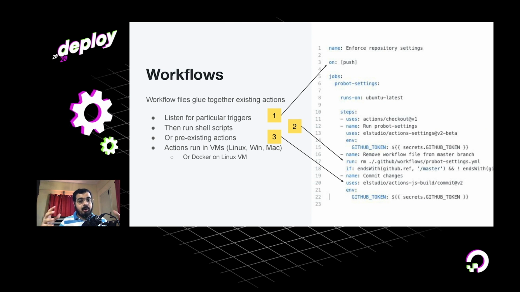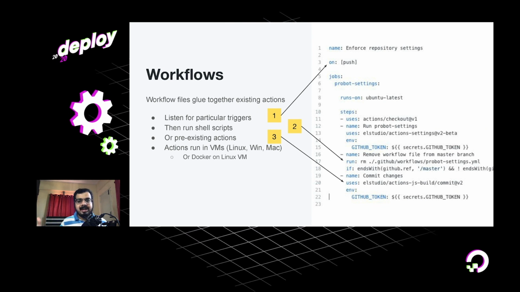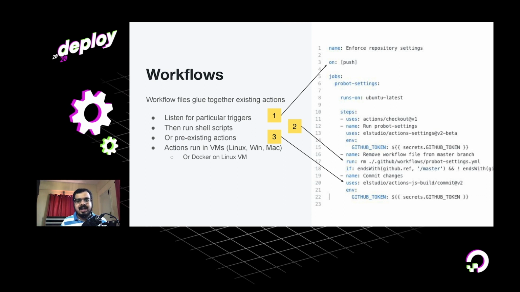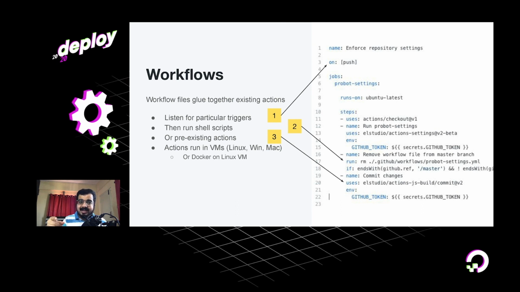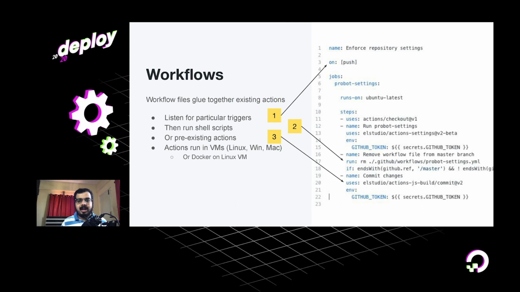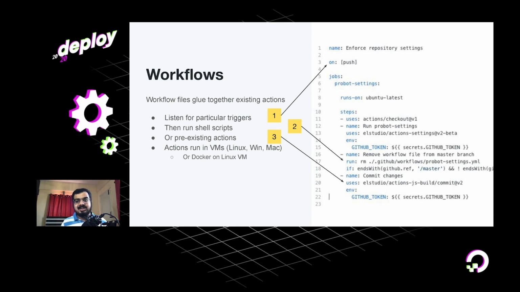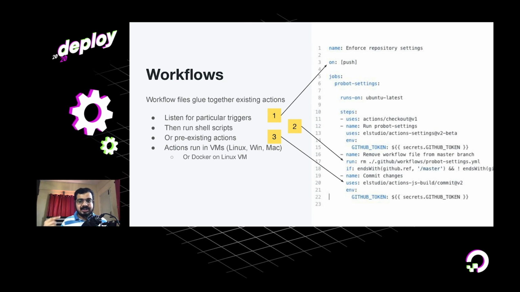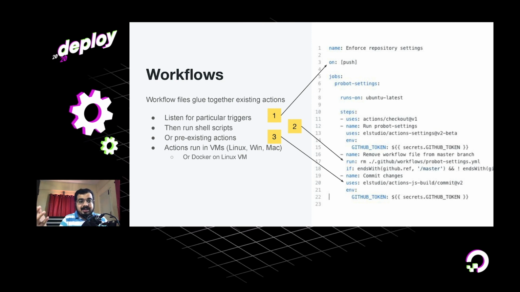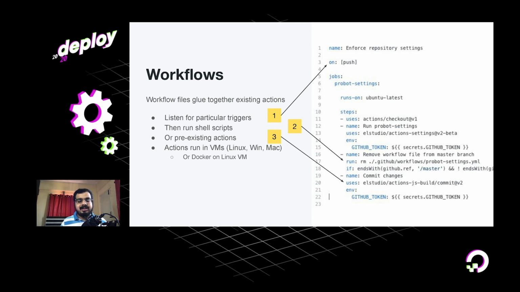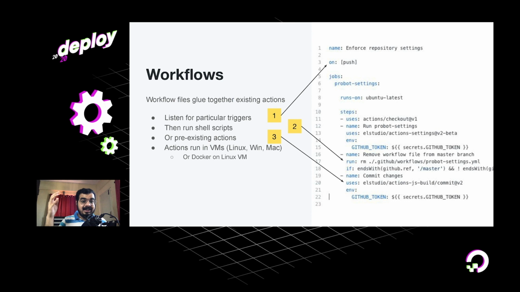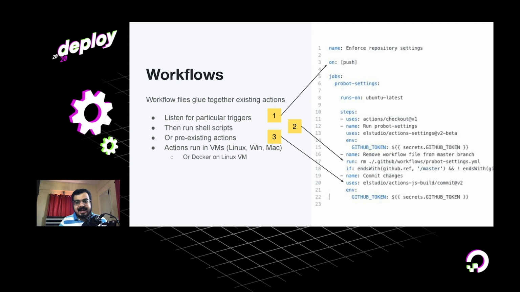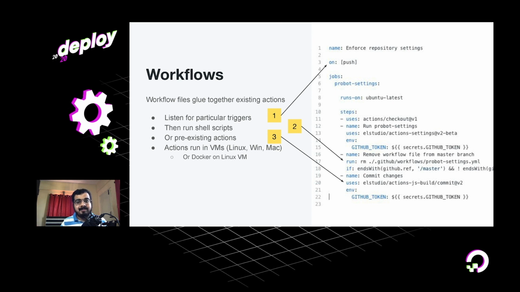Workflows are at the core of how Actions and your whole automation runs. And they are kind of like the glue which puts together all the different actions. They listen for particular triggers. In this case, where you look at the arrow pointing to 1, the trigger it's listening to is on push. So when anything is pushed into the repository, this workflow gets triggered. And you can even run shell scripts. In example 2, there's a run with the rm command which is running. Or you can even run pre-existing actions like what you see in 3. There's an action that is already pre-existing which is just being used.